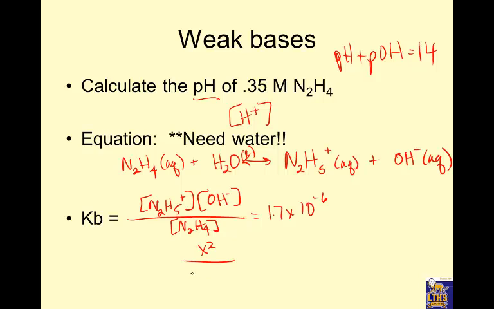We're going to have x squared. Let's ICE it. I'll go back and ICE it for you. Initially, we have 0.35 molar of this, 0 of this, 0 of that. It's going to change. Some of that's going to dissociate, and so we're going to get some of that and some of that. And then at equilibrium, I know this is hard to see, but you can write it better in your notes, 0.35 minus x, and this is going to be x and x. So then x squared over the equilibrium concentration is going to be equal to 1.7 times 10 to the negative 6.